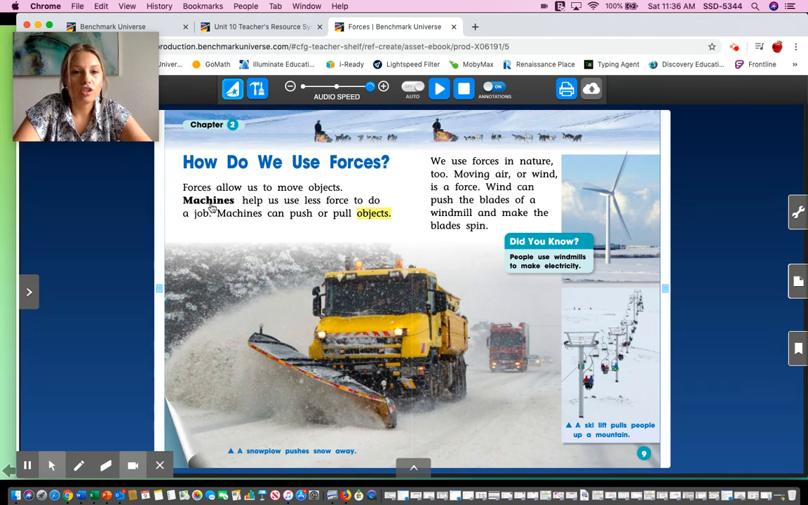I saw the word machines in bold, and this is our vocabulary word. It must be pretty important. That's why it's bold.